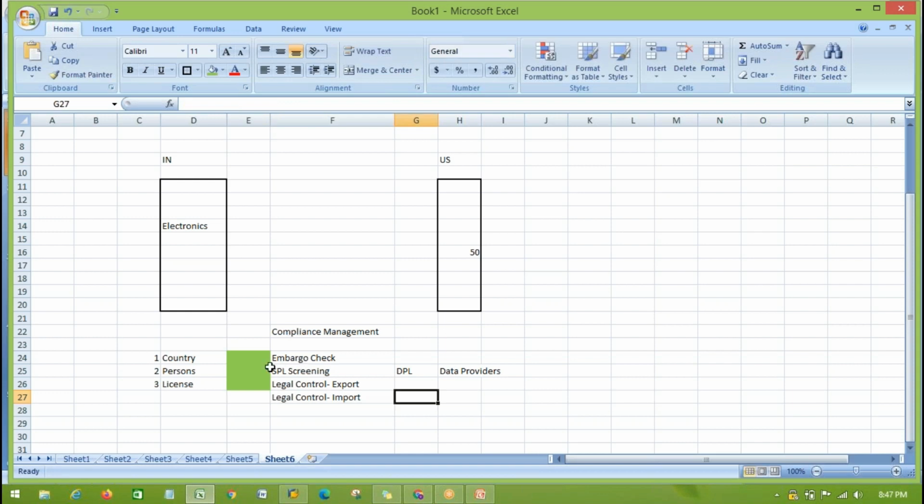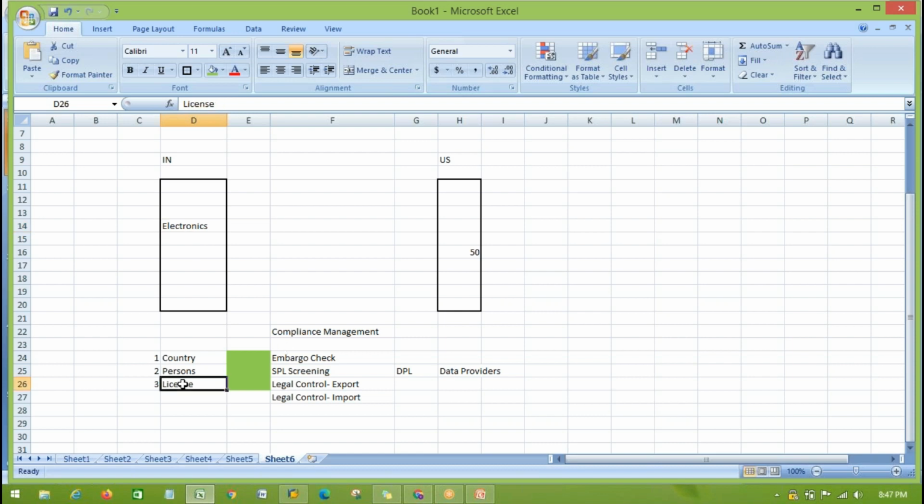So with these three things, the embargo check, SPL screening, and legal control check, if we are good with these three things, then only can we say we are compliant. So till now, have we shipped our product? Please understand, please remember, no. The shipment still lies in our premises. We have still not moved our shipment after making sure of these three things.